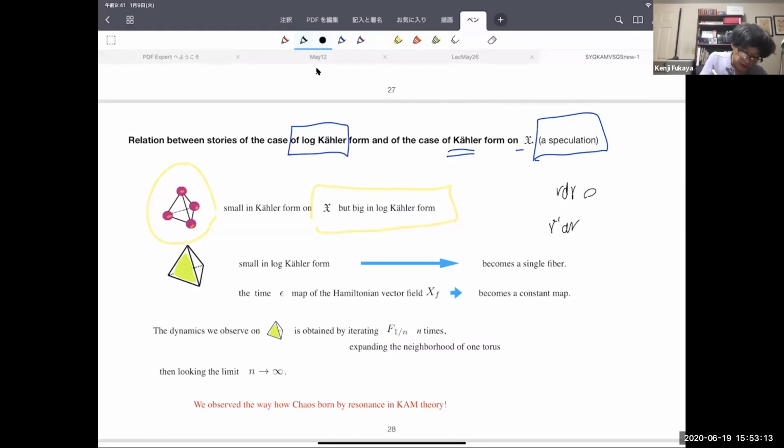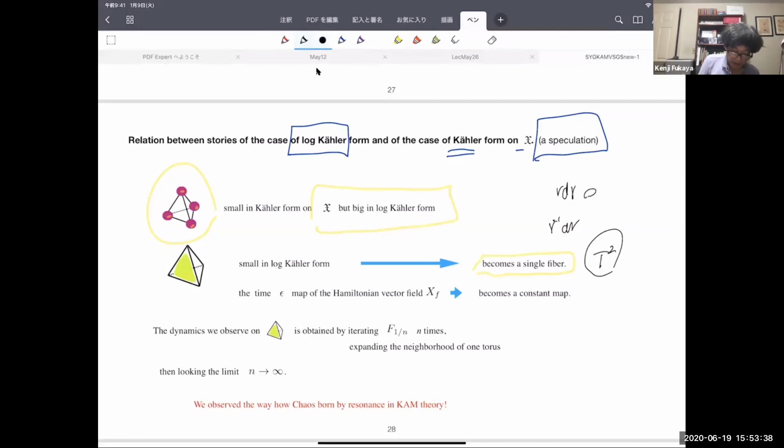Okay, now we consider this part, which I spent a lot of time to explain. So this part is actually very big in the usual Kela form, but if you look in the long Kela form, this part is actually very small, and it gets smaller and smaller. And I think in the limit, this just becomes a single torus. So you have this big domain in the long Kela form with just one T2.